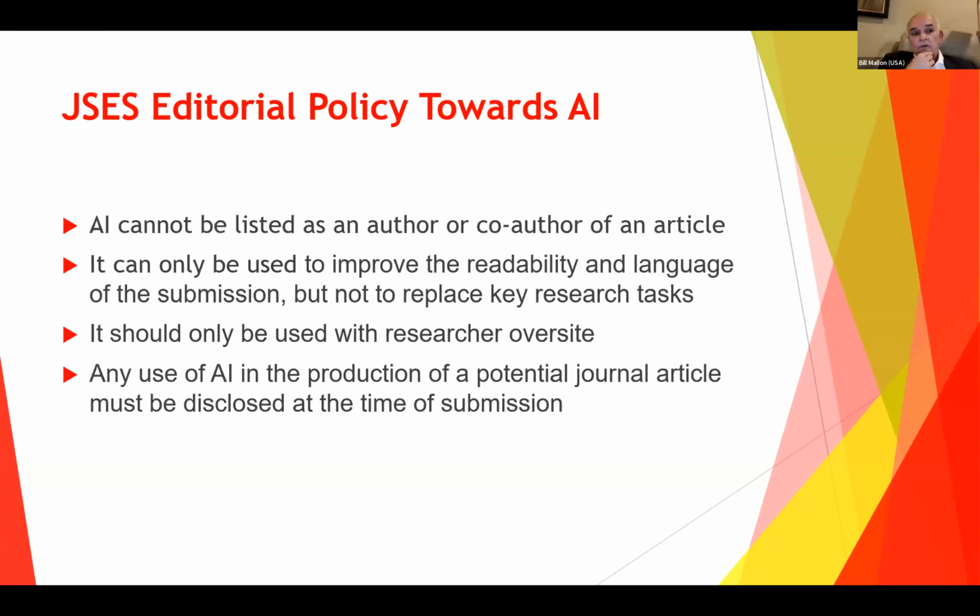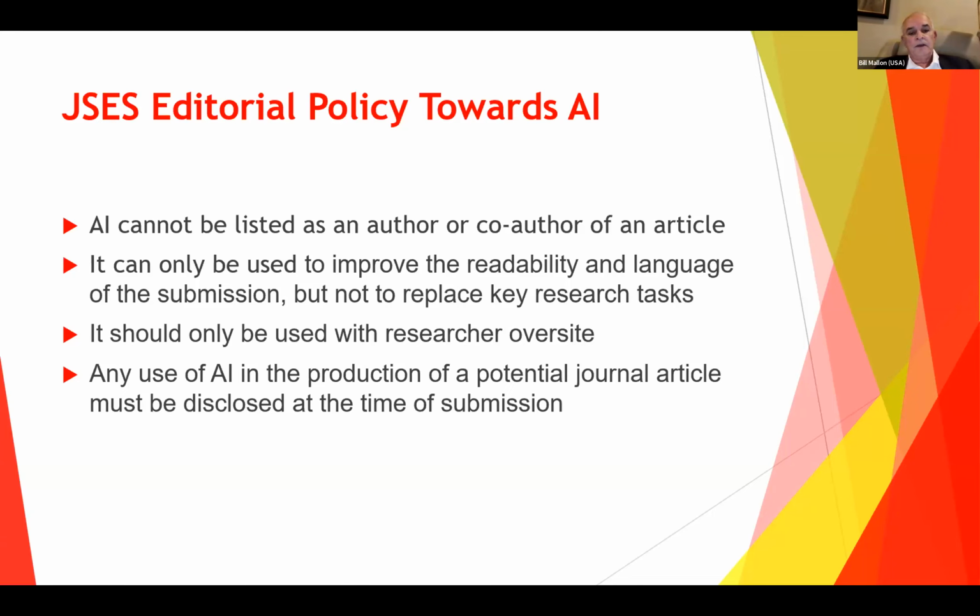Right now, our own editorial policy at JSES is that AI cannot be listed as an author or a co-author of an article. You can only use it to improve the readability and language of the submission, but not to replace key research tasks. And actually, I think, especially going forward, we will allow it more and more to replace key research tasks, such as some of the meta-analysis things and forest plots that were mentioned, but it should only be used with researcher oversight. You need to check these again because of hallucinations in the references.